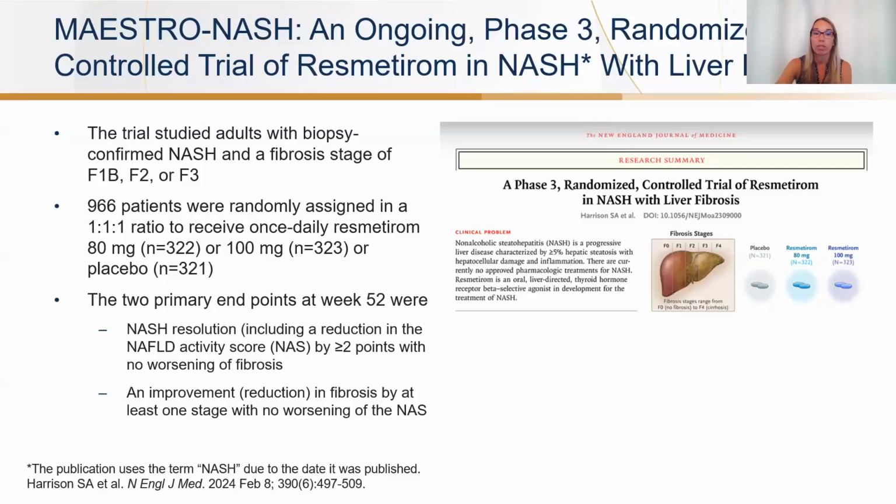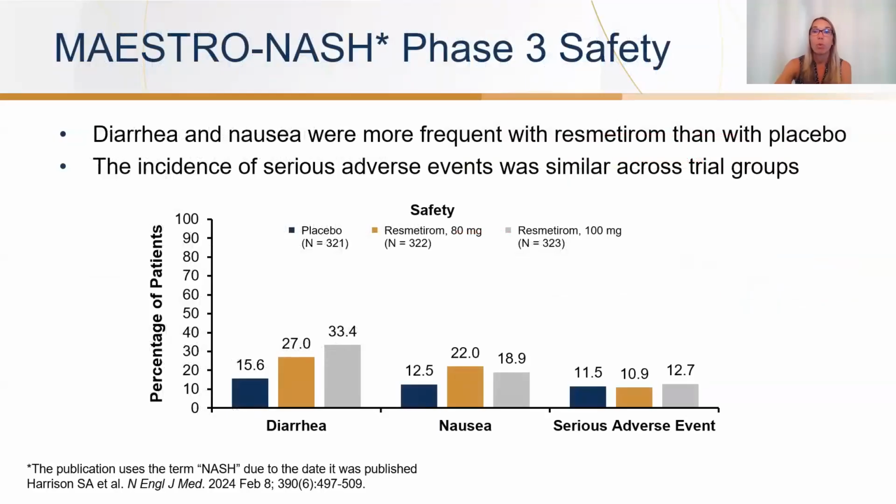And the dual primary efficacy endpoints at week 52 required that patients showed resolution of their NASH, including a reduction in the NAFLD activity score of at least 2 points or greater, with no worsening of their fibrosis, and needed to show an improvement or reduction in fibrosis by at least 1 stage or greater, with no worsening of NASH. So it had to meet both of those endpoints.